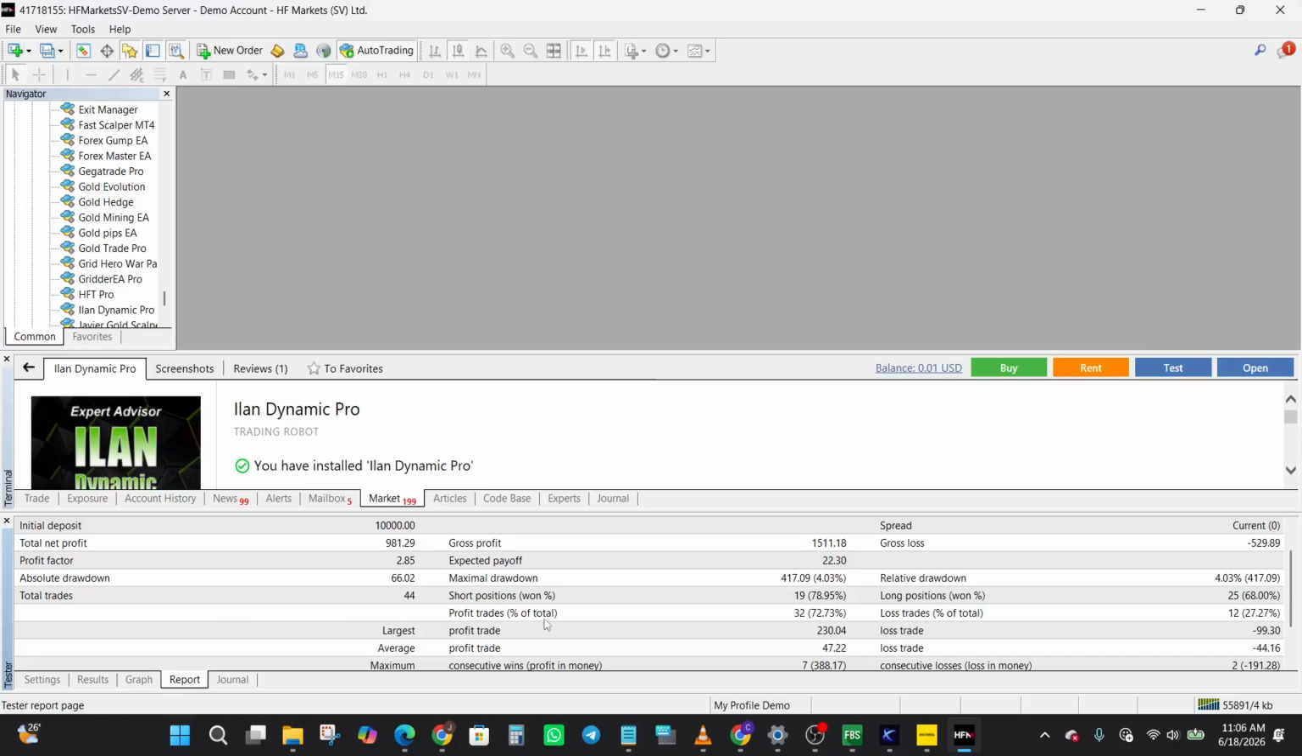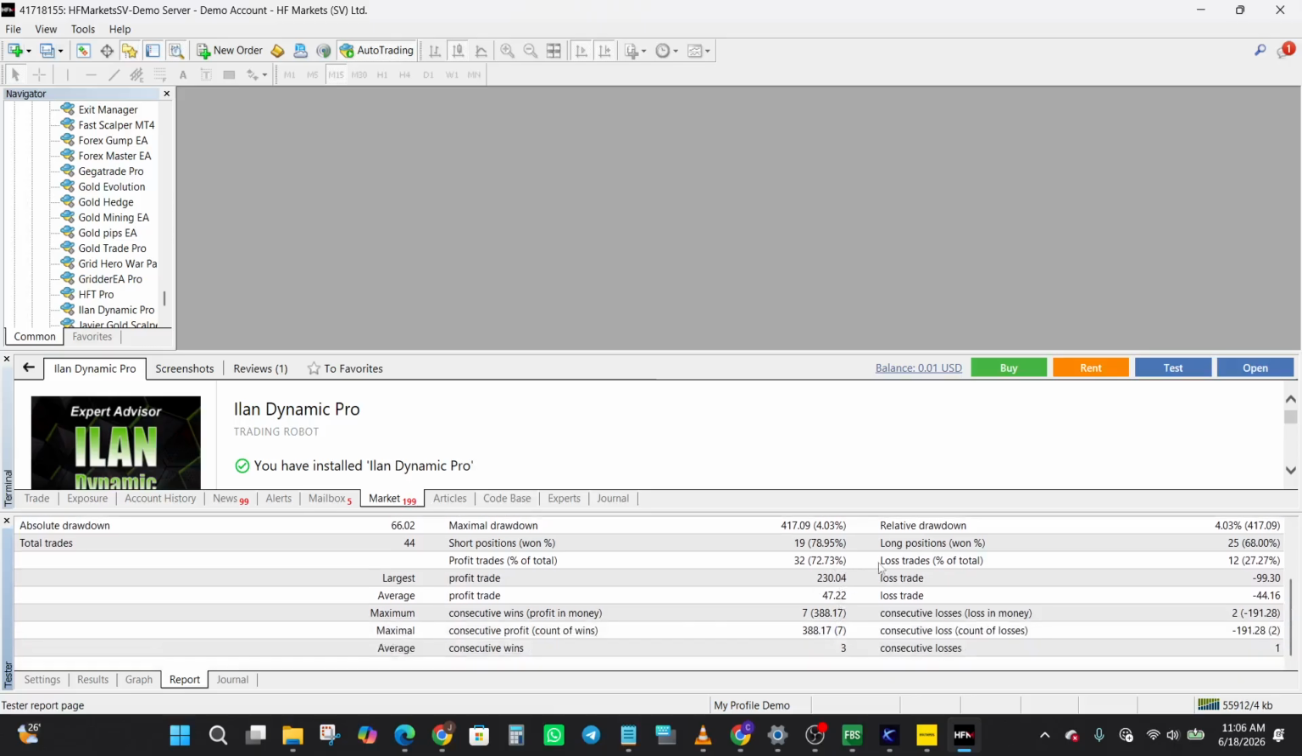44 total trades were taken, and out of that, 32 were profitable, giving us a 72.73% win rate. The largest profit was 230.04. Largest loss was 99.3. Average profit was 47.22. Average loss was 44.16. So that means the average risk to reward ratio is not far from 1:1 because the average profit is just a little bit above the average loss.